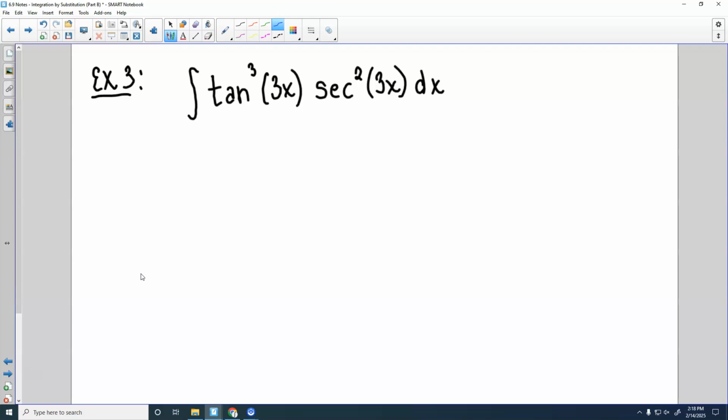So like the derivative of secant is secant x tangent x. Maybe it could work, but I think that cube is going to mess us up for that. But what's the derivative of tangent? Secant squared. So since the derivative of tangent is secant squared, it is probably going to be in our best interest to let our u equal tangent of 3x.